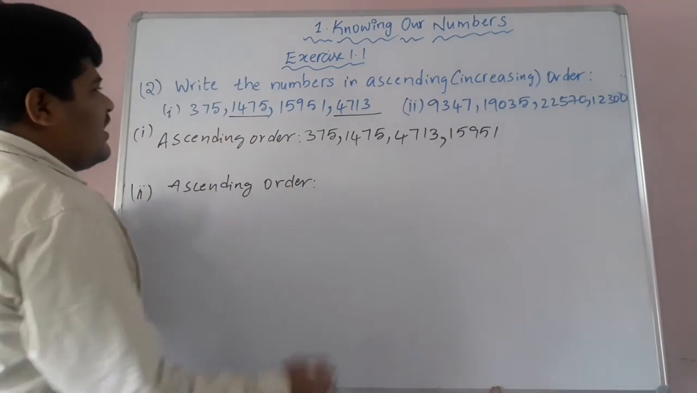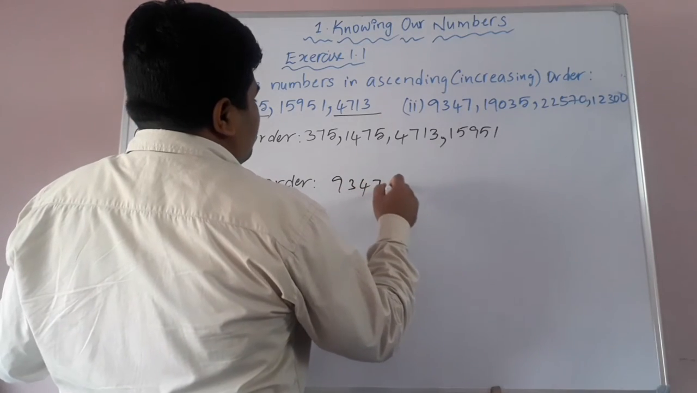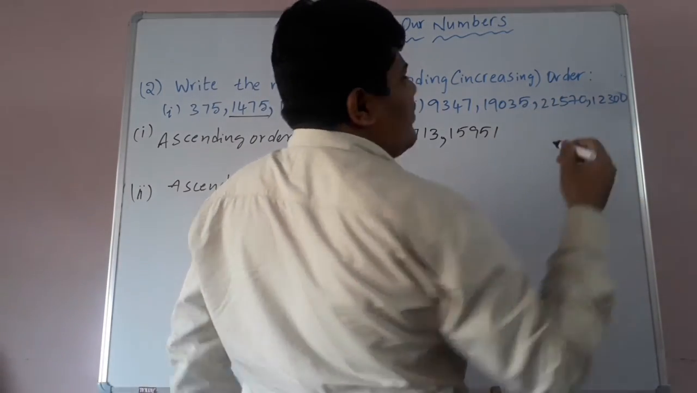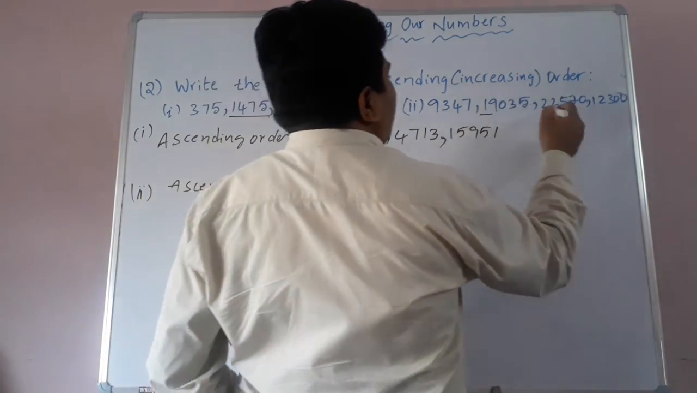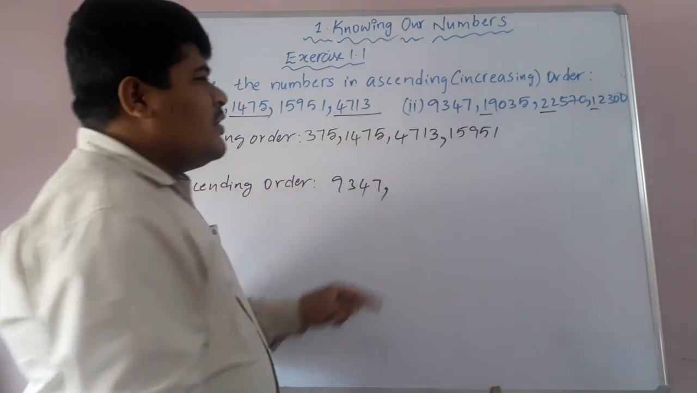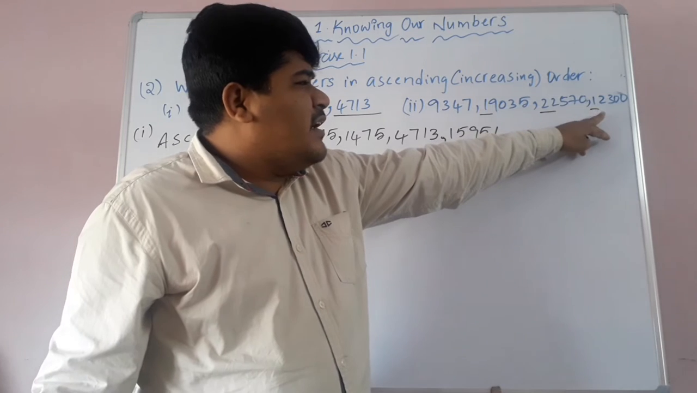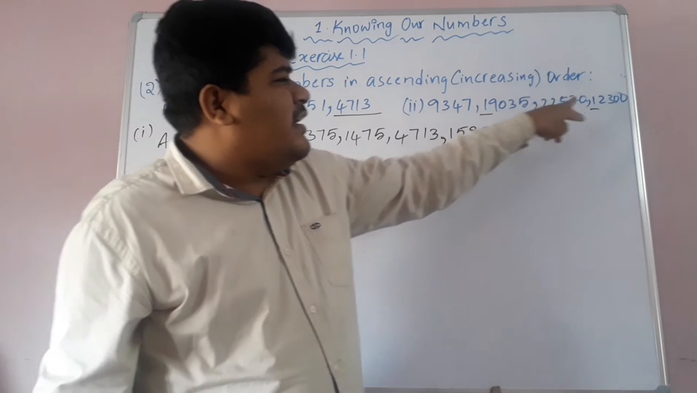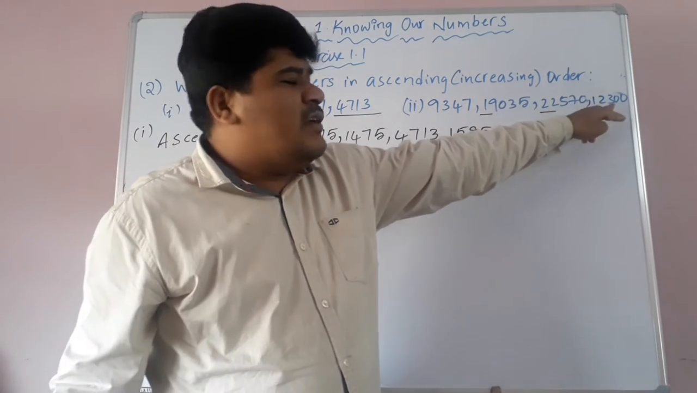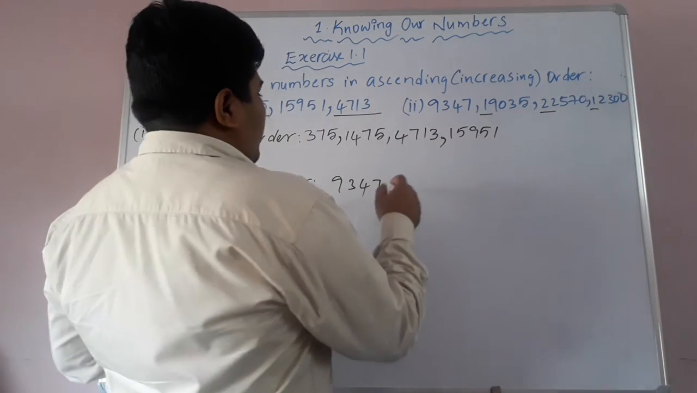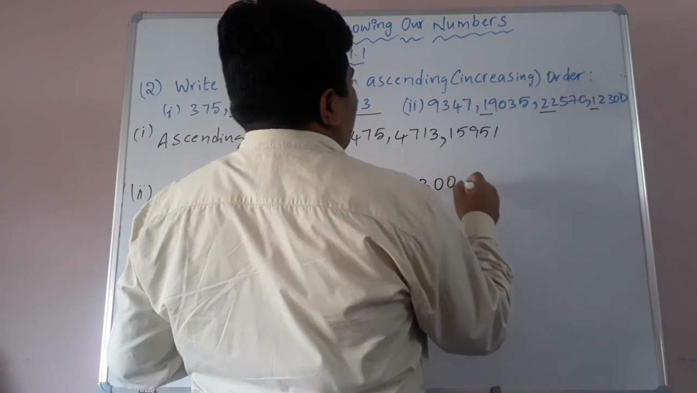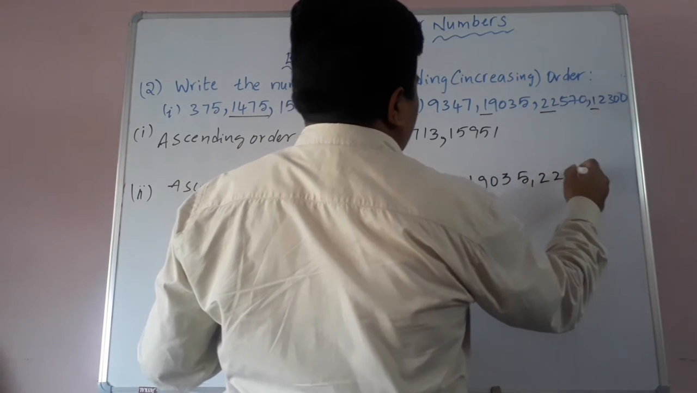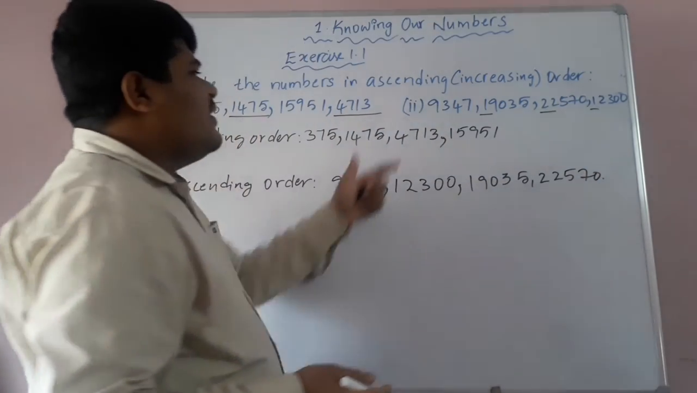So first 9,347 will come, and now compare the other numbers, children. So observe the first digits. These 3 numbers have 5 digits. Now compare the first digits. Here 1, 2, 1. 1 is small, no? So 19,035 and 12,300 both have first digit as 1. Now go for the second digit. Here it is 9, here it is 2. So this is big, this is small. So the second number will be 12,300. Now after that 19,035, after that 22,570. So this is the ascending or increasing order of these given numbers.